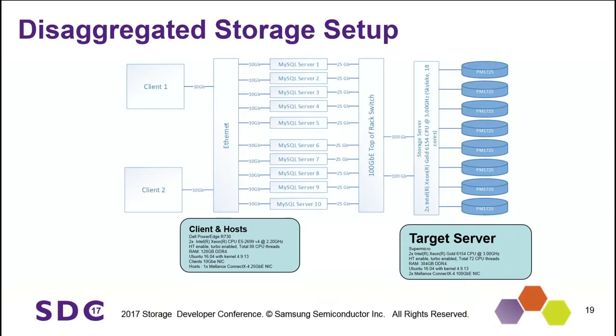And this is how that looks. So the target server is a Skylake class server with about 8 NVMe SSDs connected over 200 gigabit NICs to a top of rack switch. And then we have N number of MySQL servers connected over Ethernet to a bunch of clients driving the traffic.